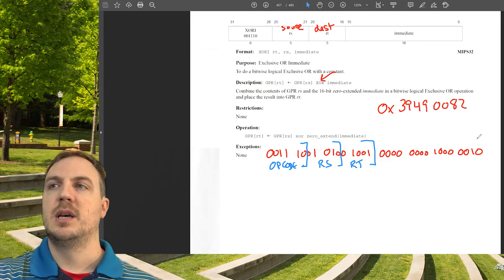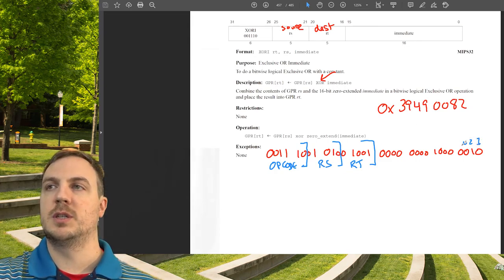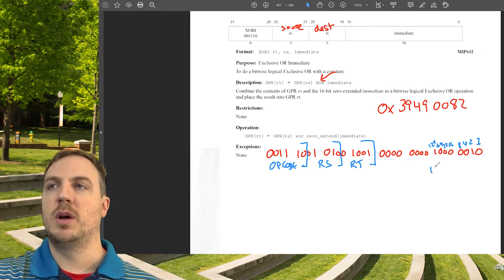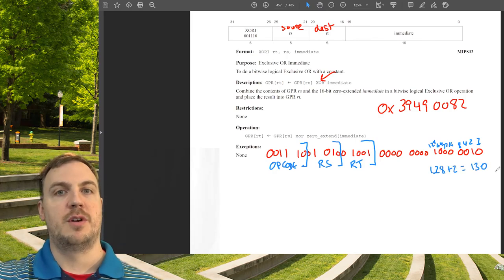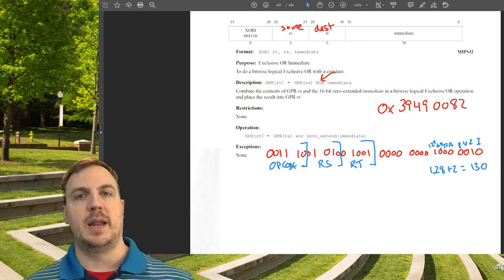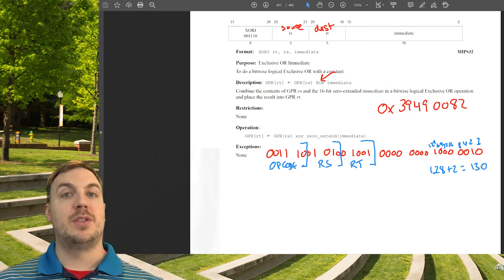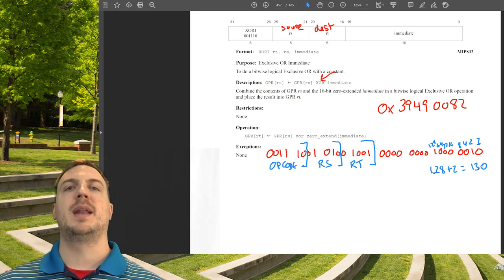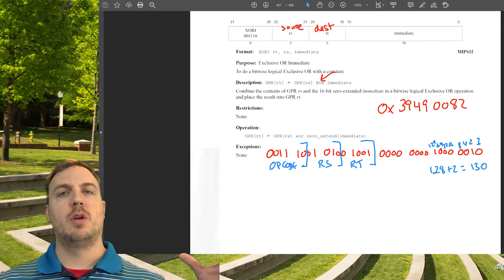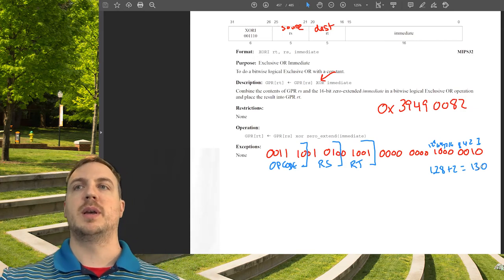So in this case, we have our 1's place, 2's place, 4's place, 8's, 16's, 32, 64, 128. So in this case, we have 128 plus 2, which gives our immediate 130. Okay, so remember that's zero extended. The register that we have is a 32-bit register, but we have a 16-bit immediate. So that 16-bit immediate will grow to 32 bits by using zero extension.